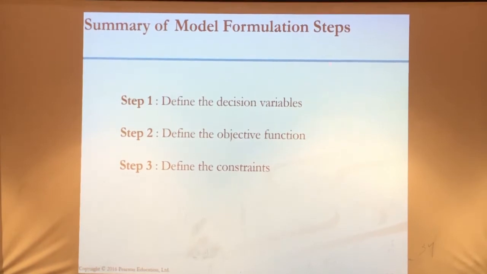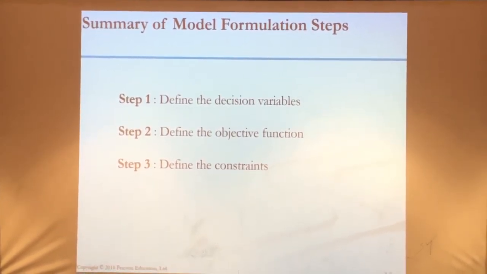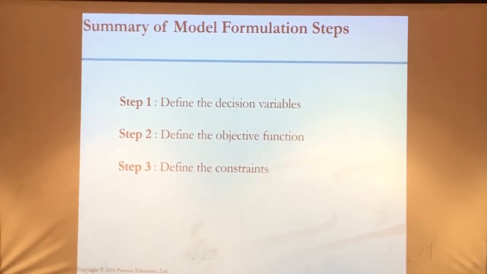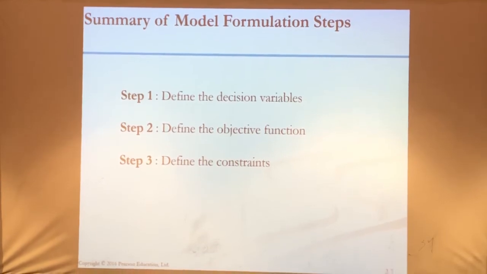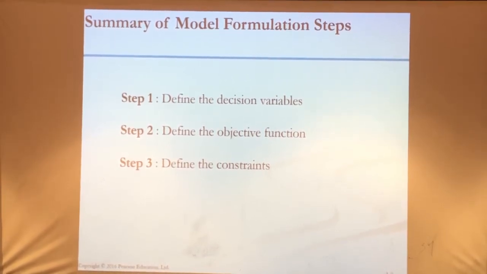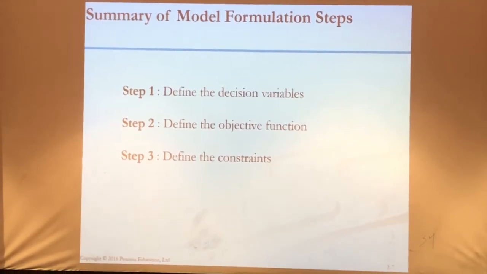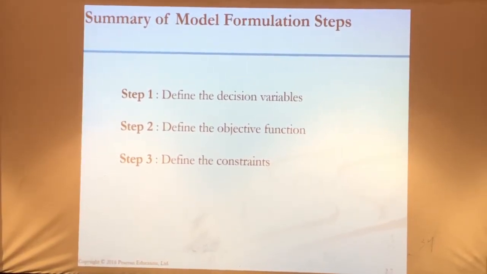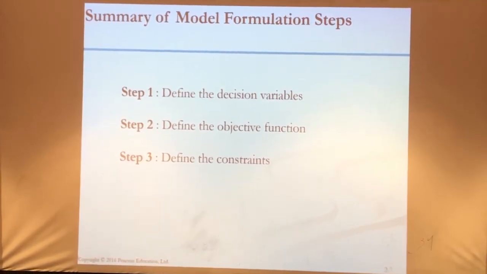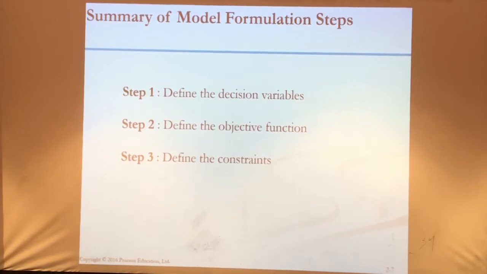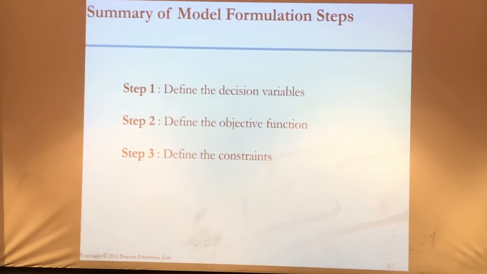The summary of model formulation steps: define the decision variables. We read the problem, and we identify what we have to decide, what we are going to decide about. So decision variables we have to find out and define them. And then define the objective function, write down the objective function in terms of these decision variables, and then write down the constraints.